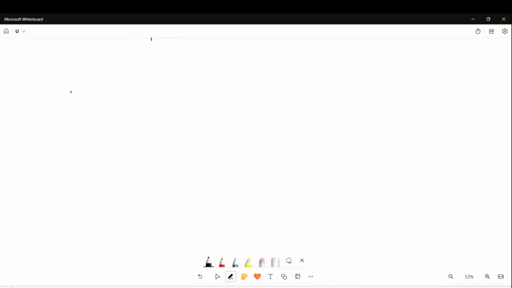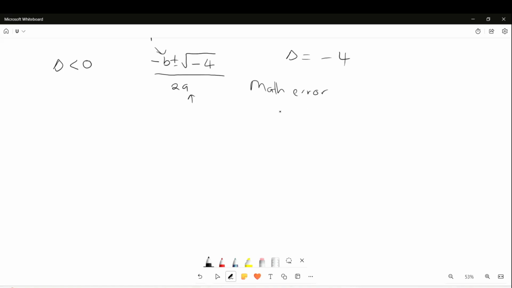Okay, so moving on, let's talk about when the delta is less than 0. So when delta is less than 0, what is happening? Let us see something. Remember we said negative b plus or minus the square root over 2a. Now let's say my discriminant is equal to negative 4. No matter what the value of b and a will be, if I plug this into a calculator, I'll get a math error.